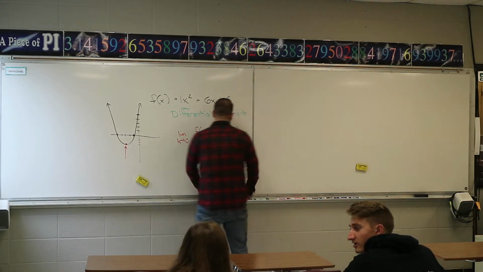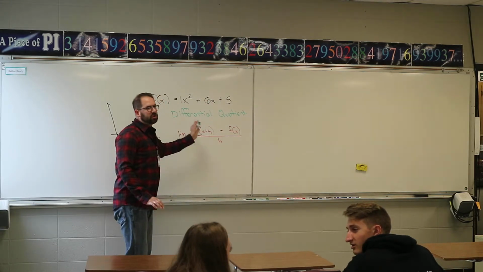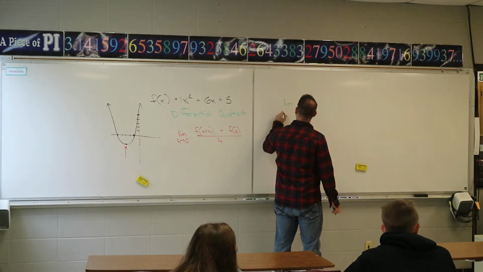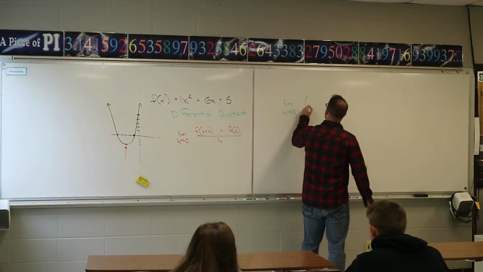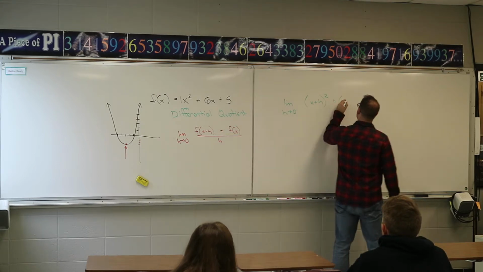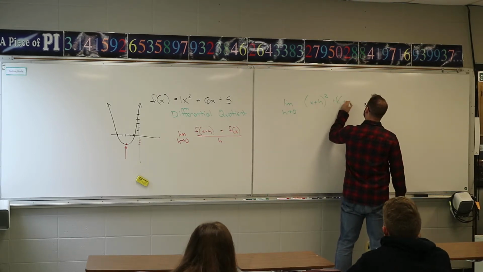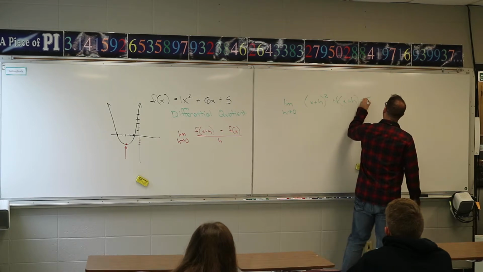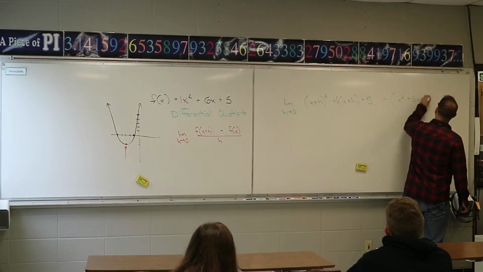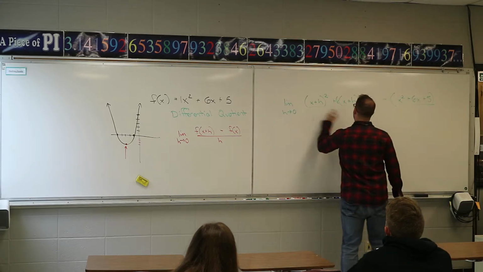Okay, alright. So, here's the idea. I'm going to try to go through this as fast as I can. So, limit as h approaches 0. I'm going to plug in the original function, but I'm going to plug x plus h into everything. So there's x plus h squared, plus 6 times x plus h, plus 5, and then I'm going to subtract the original function, which is x squared plus 6x plus 5. And this is all over h.